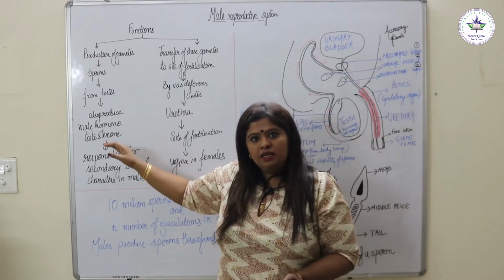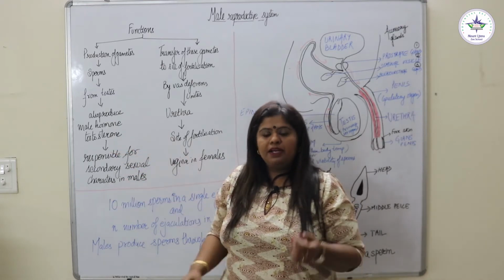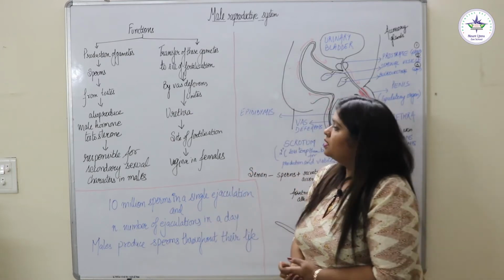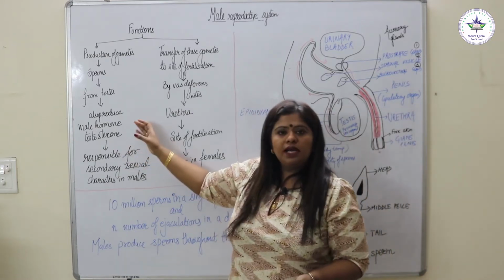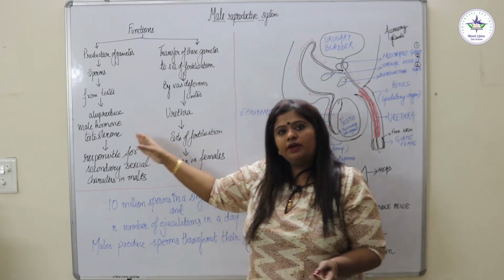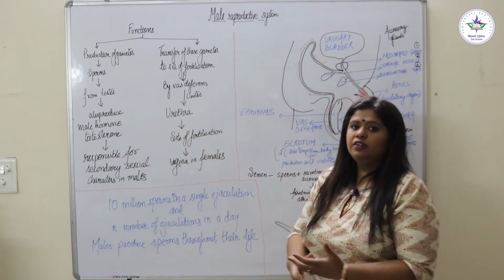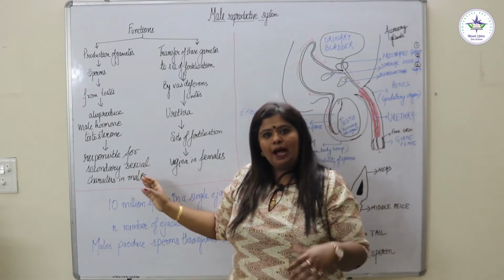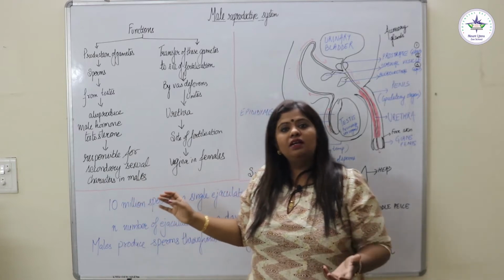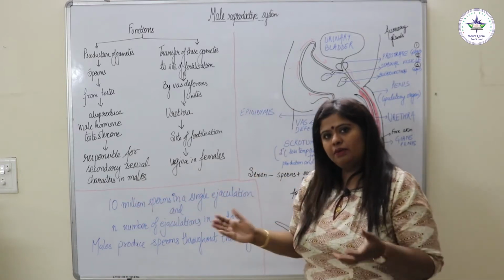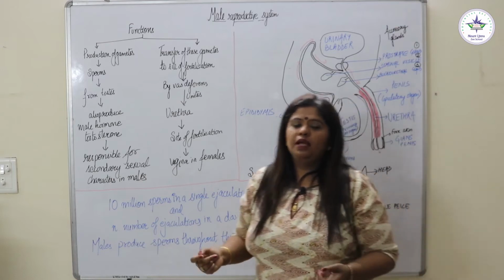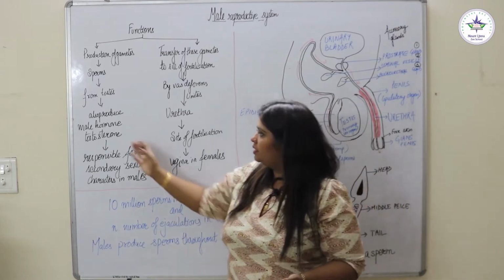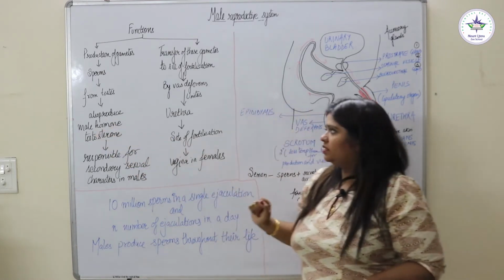Okay, so testes have a dual role. They produce the sex cells, the gametes, the sperms, as well as the male hormone known as testosterone. This testosterone is responsible for the production of the secondary sexual characters in males. So what happens after puberty in a male, which differentiates a male from a female, that is when we talk about the appearance of the facial hair and mustache, the beard, it's all because of the male hormone testosterone.